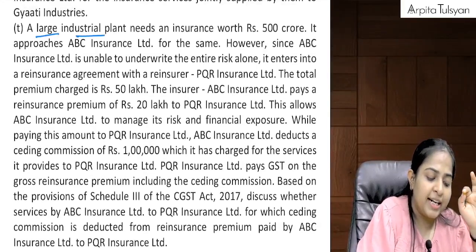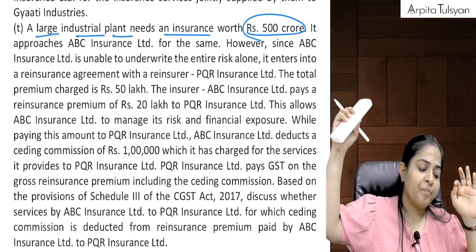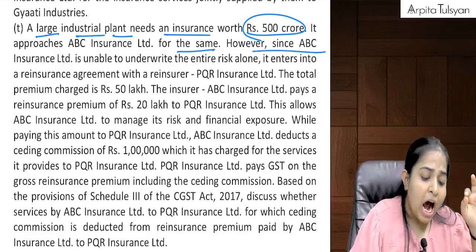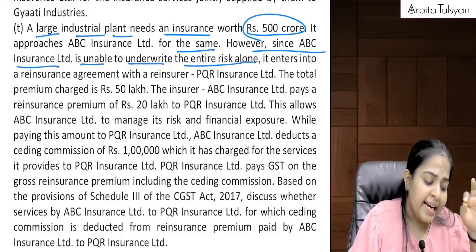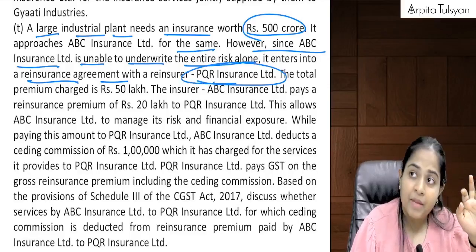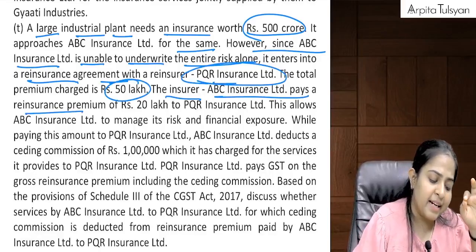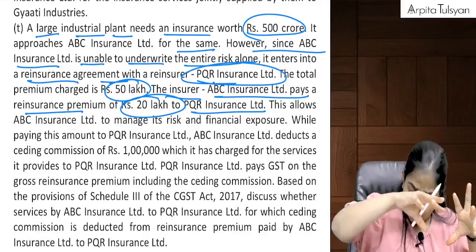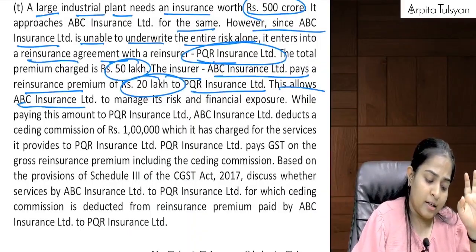A large industrial plant needs an insurance worth rupees 500 crore. It approaches ABC Insurance Limited for the same. However, since ABC Insurance Limited is unable to underwrite the entire risk alone, it enters into a reinsurance agreement with a new company called PQR Insurance Limited. The total premium charged is 50 lakh rupees. The insurer ABC pays a reinsurance premium of 20 lakh to PQR. So the total amount collected is 50 lakhs. Out of that, we are giving 20 lakh to the reinsurance company. This allows it to manage the risk.